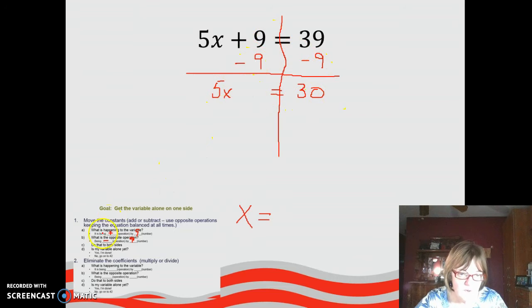All right, so last question in that group, is my variable alone yet? Let me look. Is x all by itself? Did I reach this goal? No, I didn't. So I have to go on to number 2.